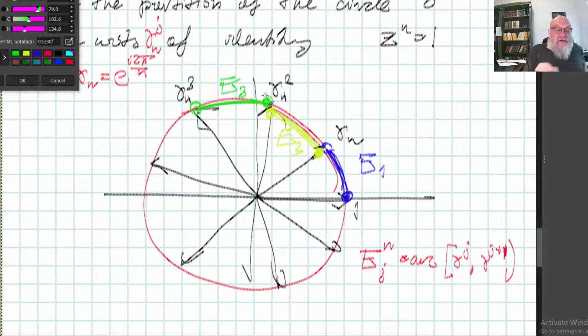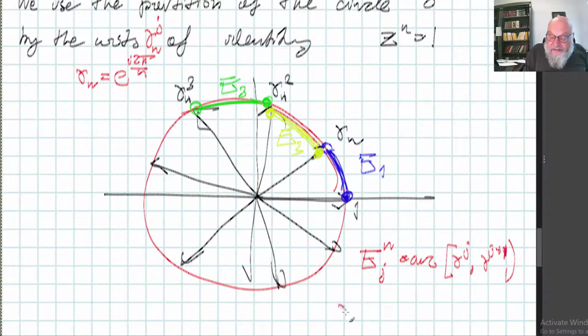And of course, in this case, we can choose for each set a point, specifically chosen here, put in red. So this will be the point γ_j^n belonging to E_j^n, a fixed point that we choose from each of these sets.